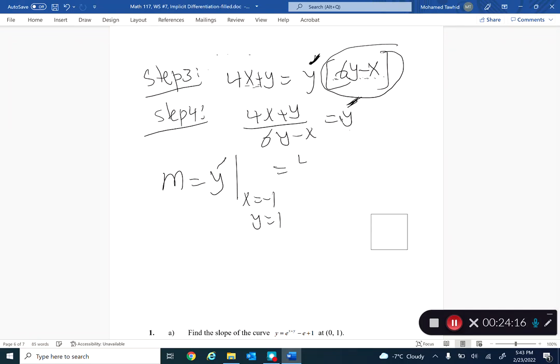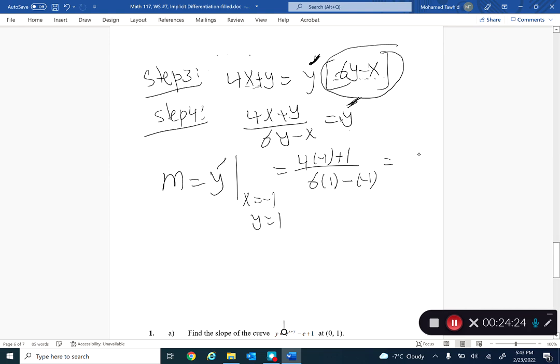So you have 4 times negative 1 plus 1, divided by 6 multiplied by 1 minus x, which is negative 1. If I simplify negative 4 plus 1, you get negative 3. And here, negative times negative, you get positive 1. So what do you have? You have the slope, negative 3 over 7. Okay?